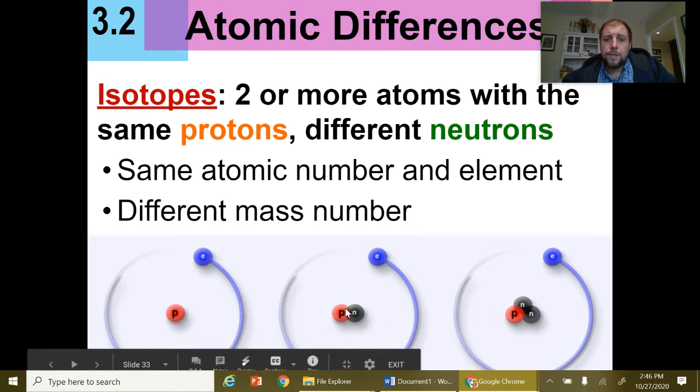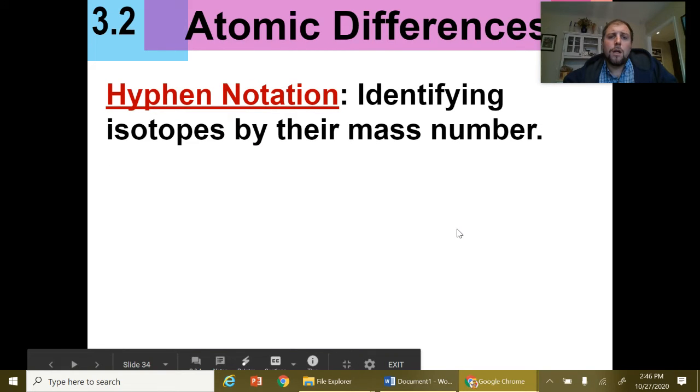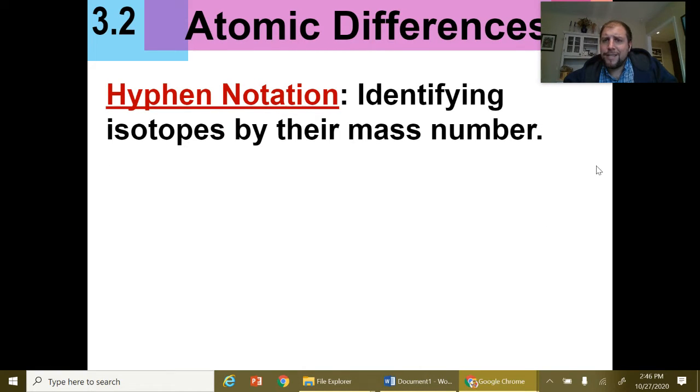1 proton. This one's going to have a mass of 2, a proton plus a neutron. This one's going to have a mass of 3, a proton and 2 neutrons. How we identify different isotopes of the same element is using something called hyphen notation. We identify isotopes by their mass number.